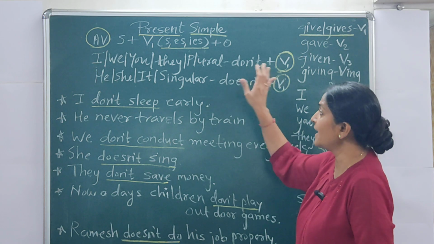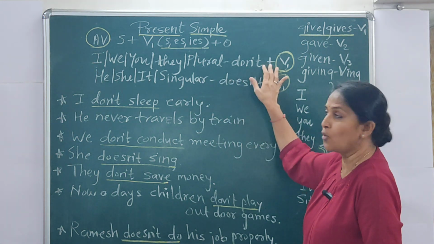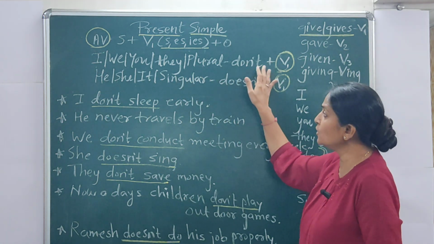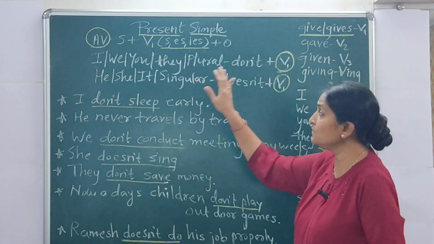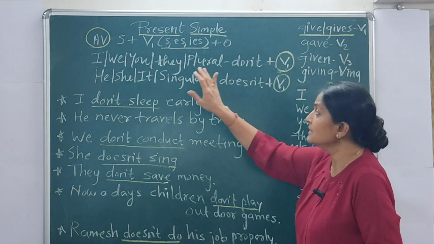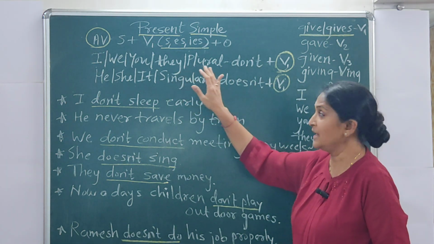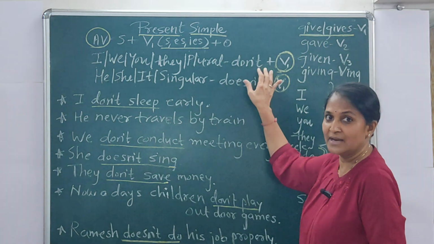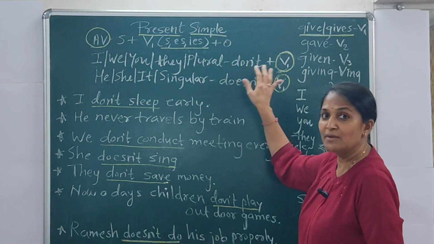So if it is I go, the negative is I don't go. We play, we don't play. You come on time, you don't come on time. They complete the project on time, they don't complete the project on time, right? So this is don't and the base form.